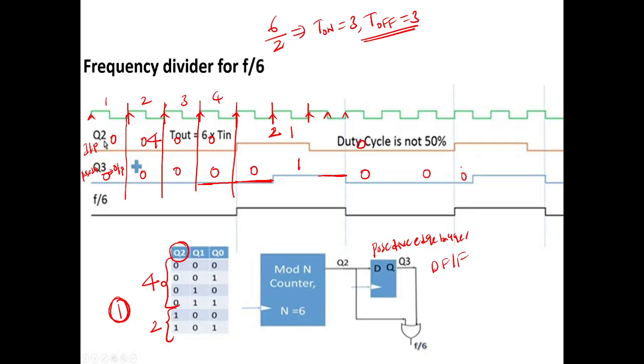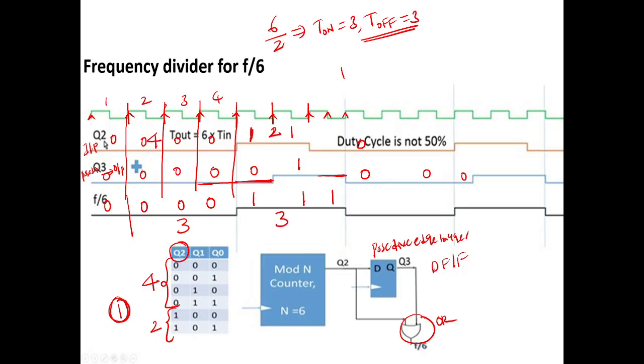So next what I need to do? I need to connect with an OR gate. If any one of the inputs is high, the output is high. So here 0, 0, 0, and here this is high. This is high means this one becomes 1, and this is 1, this is also 1. If you see, you need to calculate from here. This is low for 3 clock cycles, and this is high for 3 clock cycles.